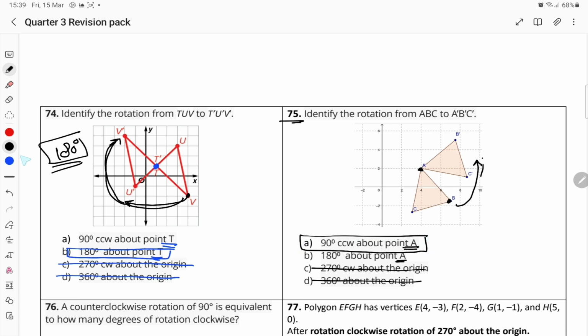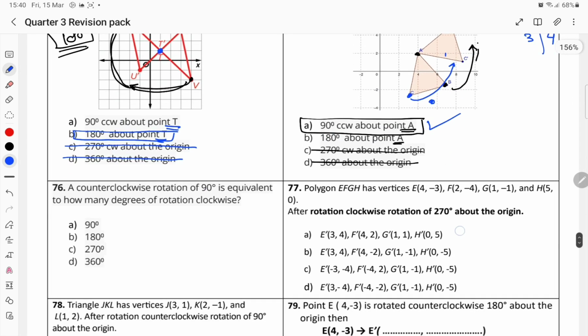Very good. Let's check the point C. Again, it moved from C to C prime. Only it moved one quadrant. We have four quadrants: 1, 2, 3, 4. It moved from quadrant 4 to quadrant 1. So it just moved 90 degrees.